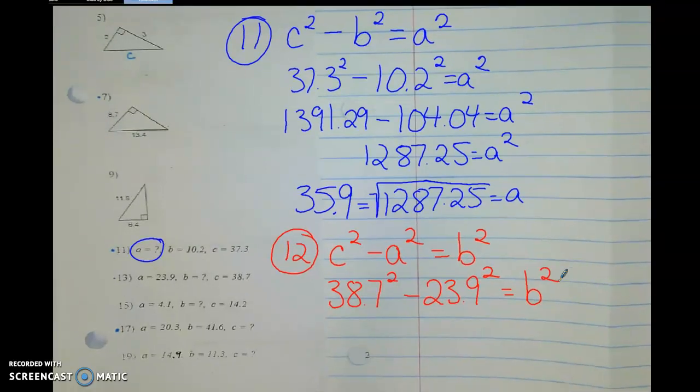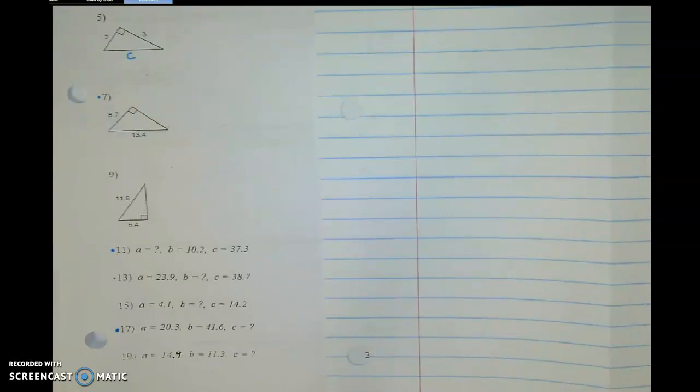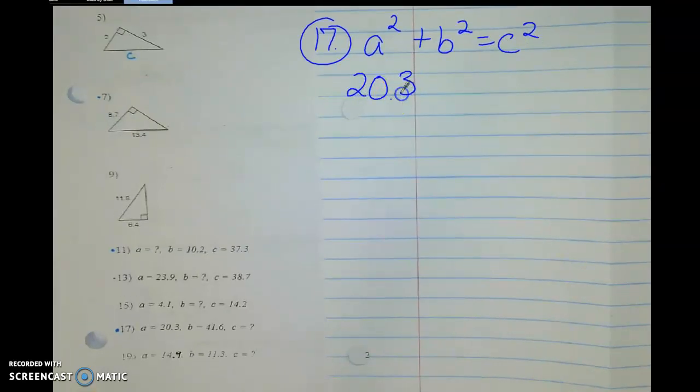Now, one more that we're going to look at together. Let's look at number 17. When I look at 17, we're looking for the hypotenuse, looking for c. So a squared plus b squared equals c squared. a is 20.3. We've got to square it. b is 41.6. We also have to square it. Equals c squared. Now we do the math.